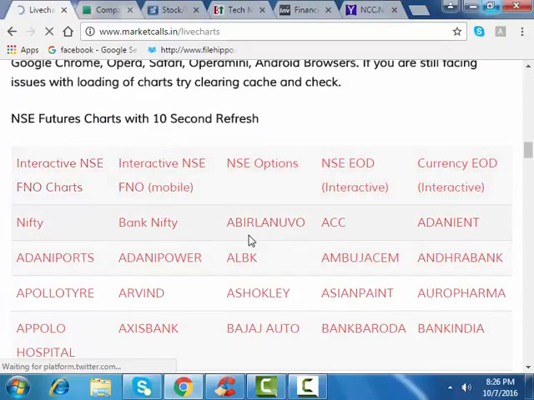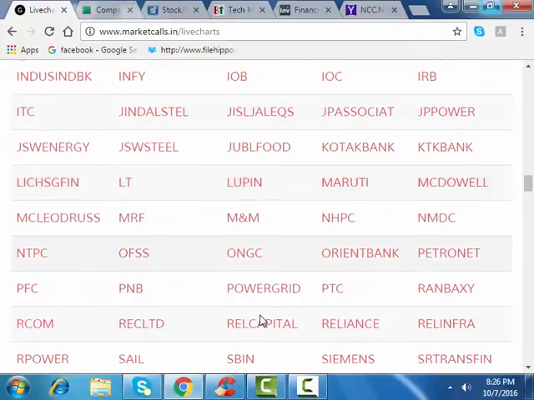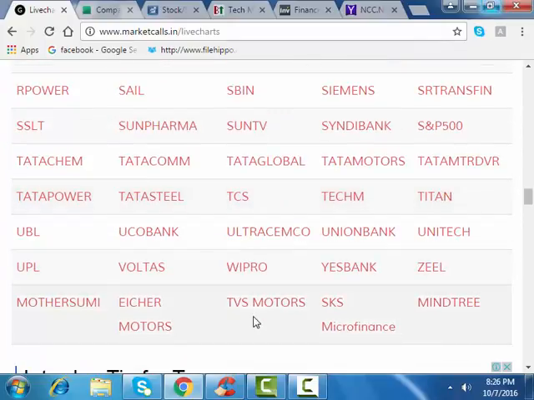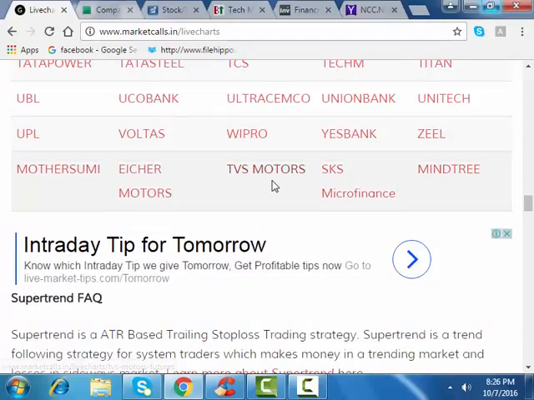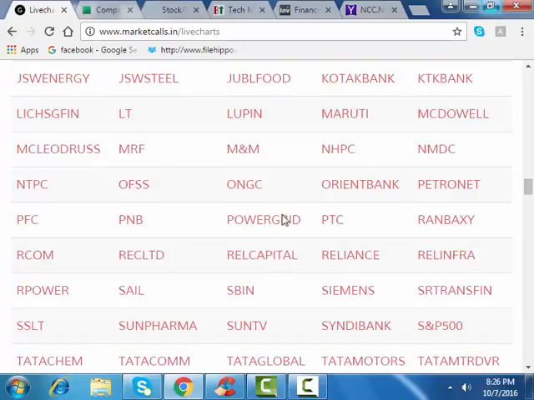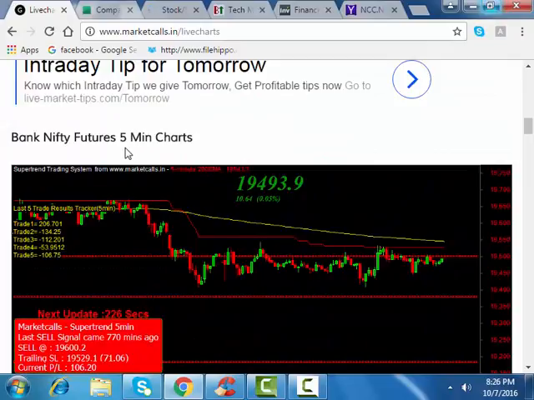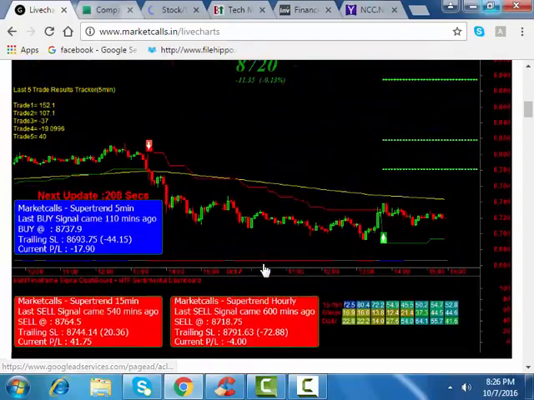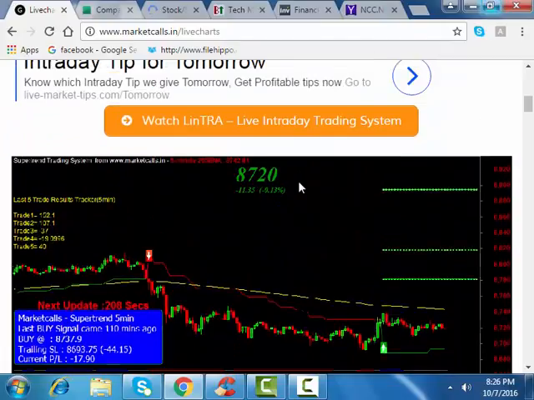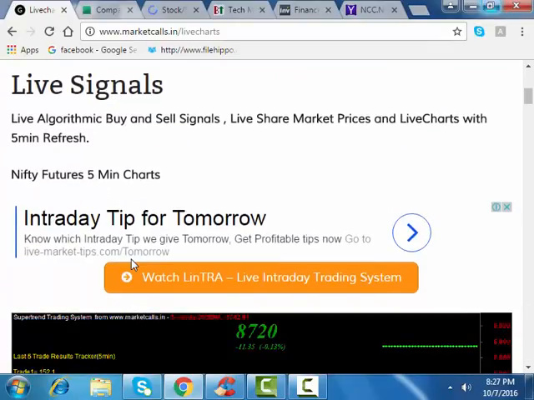So here below you can see all the stocks. Press on any particular stock whose chart you want to see. It will show you whether it is going up or down. See, this is the Bank Nifty chart. It is in downtrend. Three red lines downside indicate that the market is going down, and green lines indicate the market is going up. It is a 5-minute delay chart.